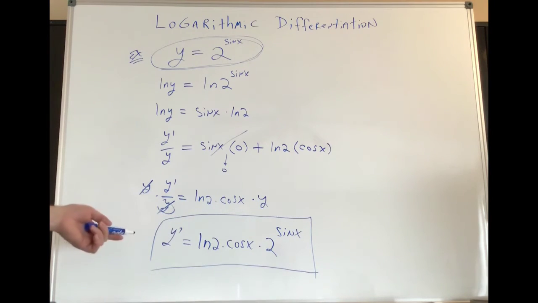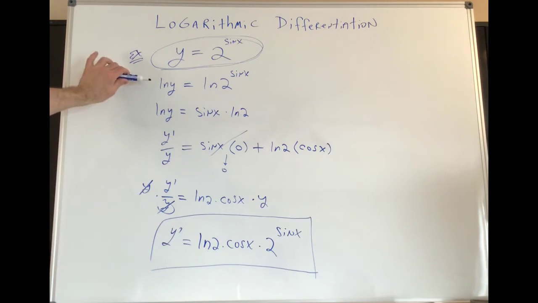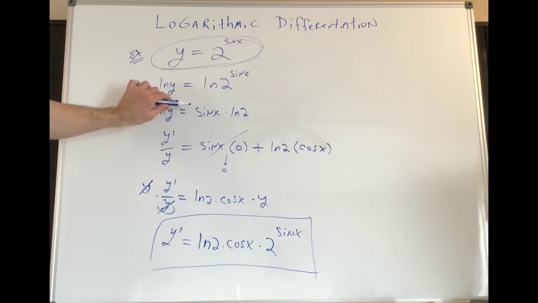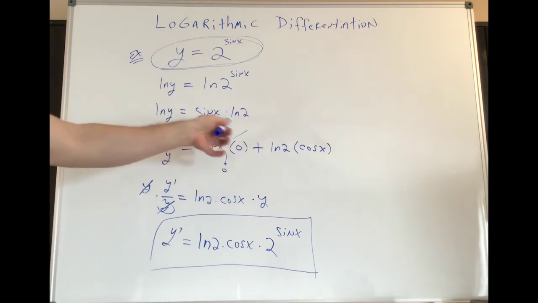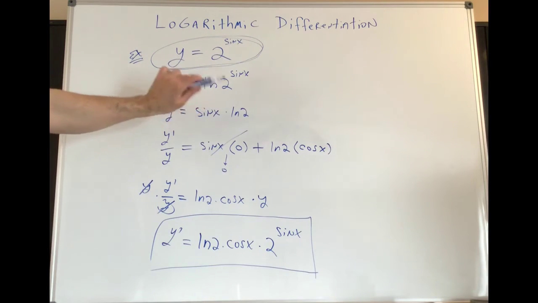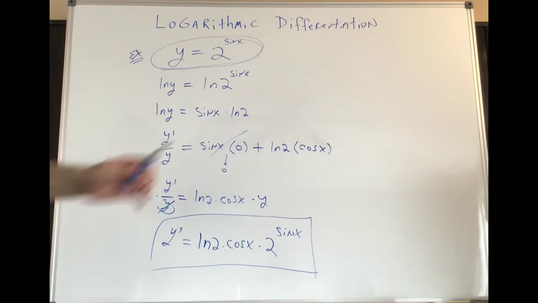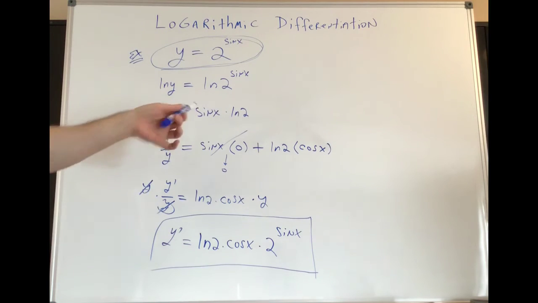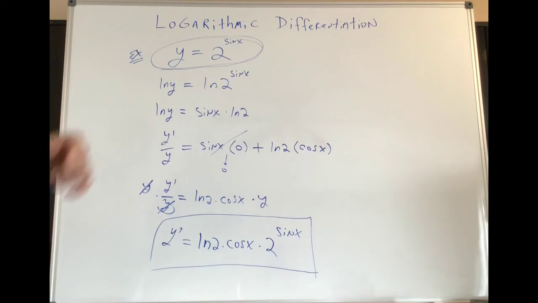I haven't even done a nasty one. You're going to do the nasty ones. I did an easier one for you, but this is the gist. ln both sides. Move the power up in the front. Take the derivative with the product rule. Here it's trivial because this is ln 2, a constant. The derivative of a constant is 0. The next one I do, it's not going to be 0, so this answer is going to be even more nasty.